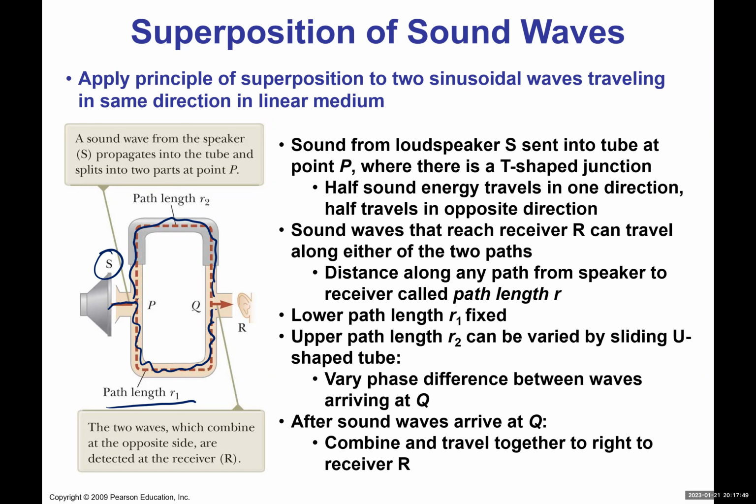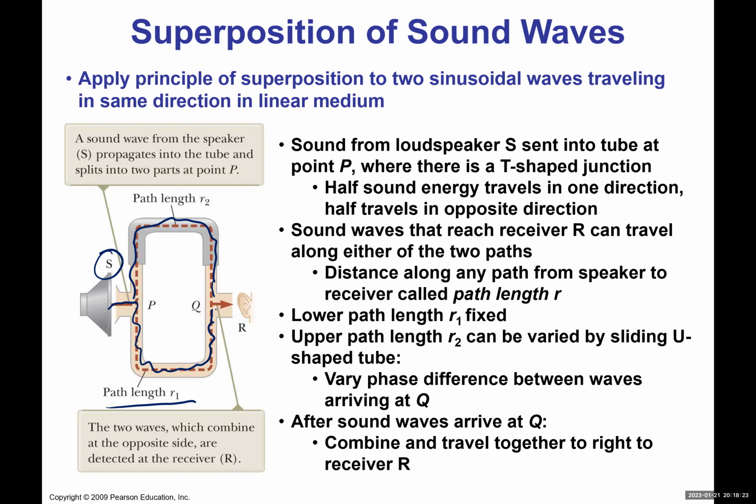Now, the idea here is that when they get to position Q, we combine. If they travel exactly the same length R, then they will combine again the same way, and will generate what we call constructive interference. But if they happen to go different path lengths, then things can be a little bit different. That means, for example, the second wave can reach position Q at a different, what we call phase.